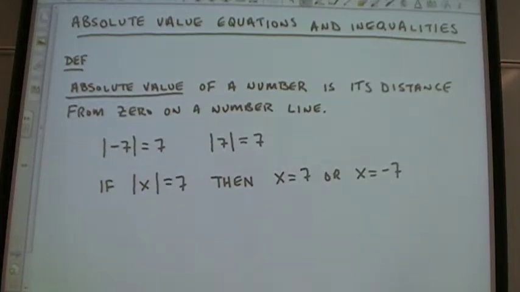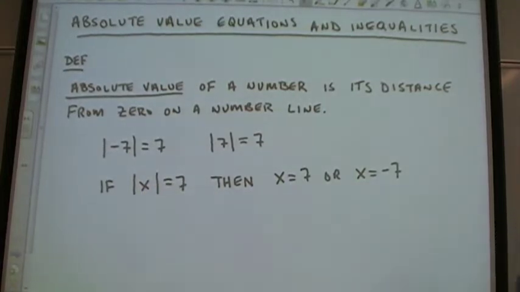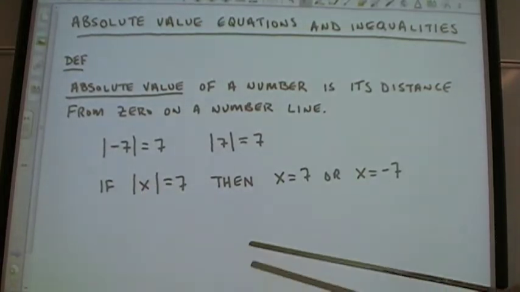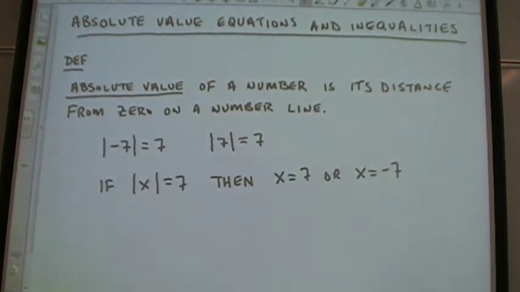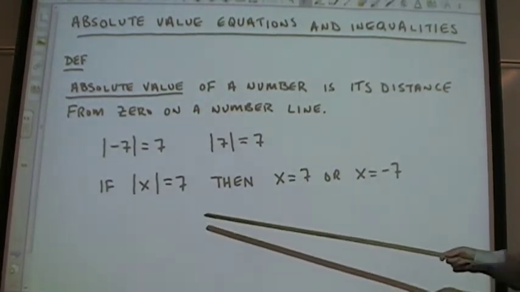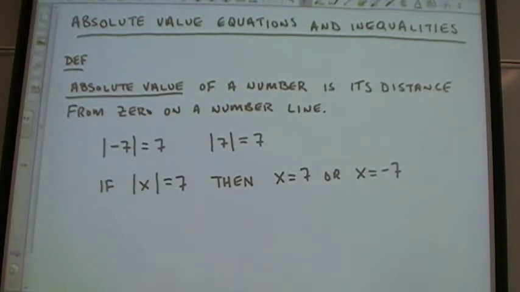All right. So the problem below, if absolute value of x is 7, then what two values could x be? Negative 7 and 7. 7 or -7. All right, so this is how we're going to solve absolute value equations. Any questions so far?